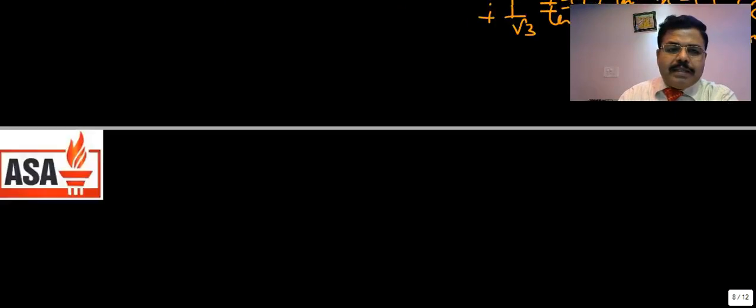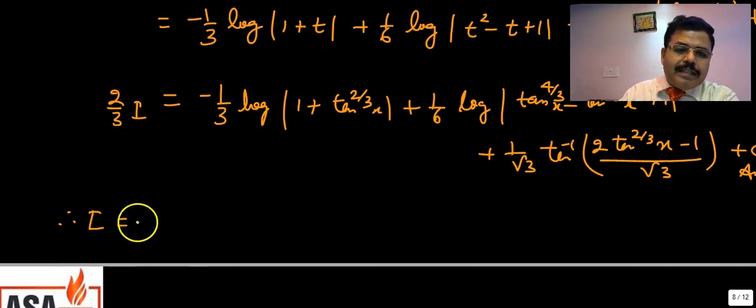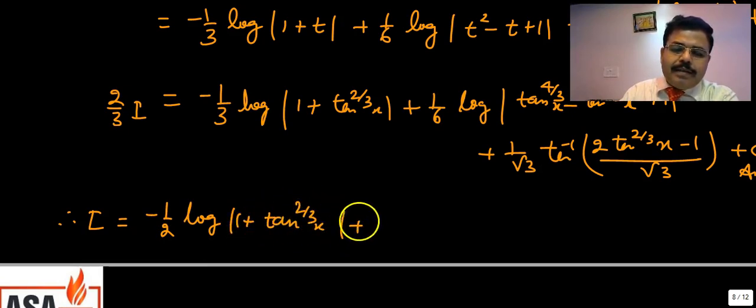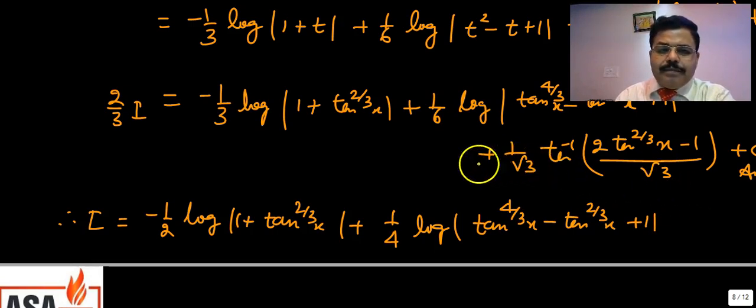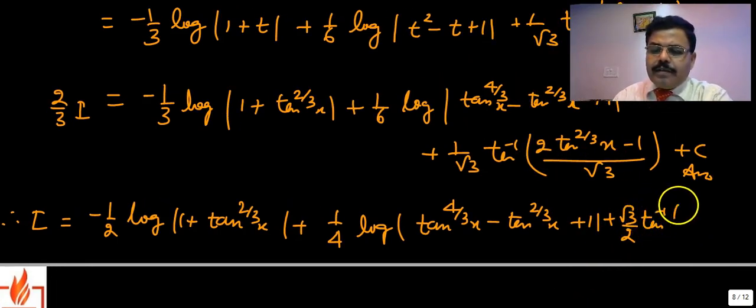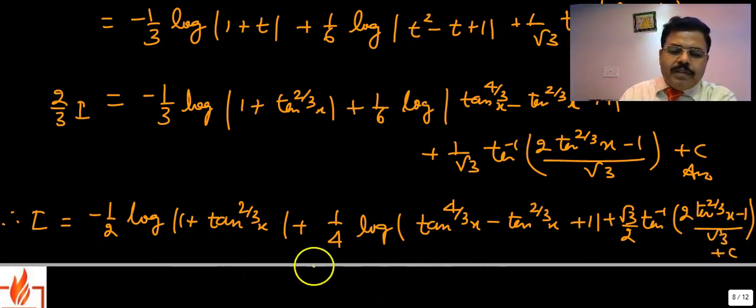So what will come, I will cancel here, 3 and 2 will divide. Therefore, I is equal to, 3 cancels, minus 1 by 2 log 1 plus 10 to the power 2 by 3x, plus 1 by 2 into 2, that is 1 by 4, 1 by 4 log of 10 to the power 4 by 3x minus 10 to the power 2 by 3x plus 1, and that will come here because it will cancel by root 3 times. So root 3 by 2 plus root 3 by 2, this one, tan inverse 2 to the power tan inverse 2 by 3x minus 1 upon root 3 plus c, and that will be the answer in fact. So I hope you got it. This is a lengthy question, but still you can do this.